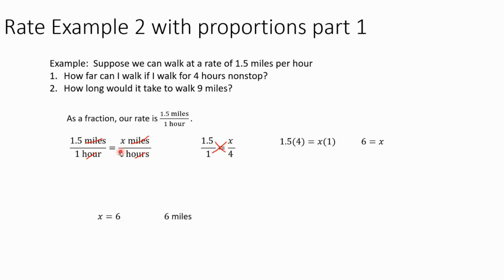So again, it's just setting up two ratios, or fractions, and setting them equal to each other and solving for the unknown by cross multiplying.